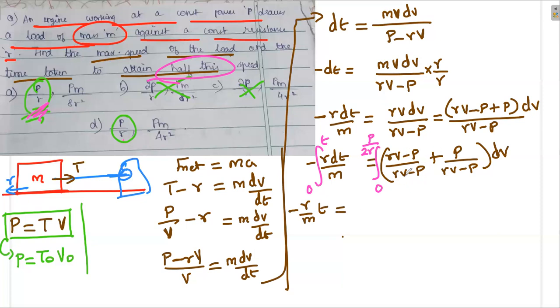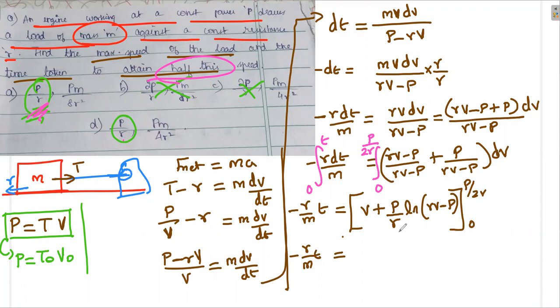This is just 1 into dv; integrating gives v, plus p dv by this. Integrating this, p is constant and comes out, dv by this, so the denominator I can write as r into r dv by rv minus p. You see this is just ln, because differentiating the denominator gives the numerator. So integrating, p by r comes out, and this will be ln of rv minus p. Obviously I have to apply the limit 0 to p by 2r.